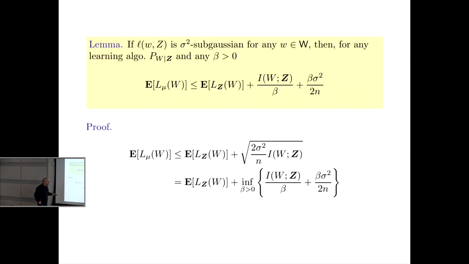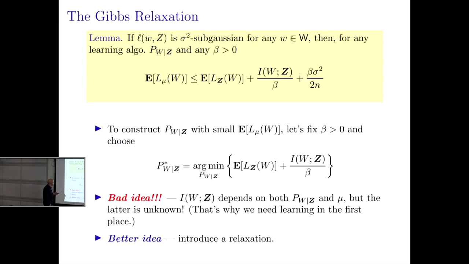Why is this useful? Because now you can think about the right-hand side as another quantity that has to do with the algorithm. It depends on the interaction of the algorithm and the data. So you would expect that if for some beta this quantity is small, then you have an algorithm that generalizes well and trades off empirical loss and mutual information. So it generalizes well and fits the data well, in a sense.